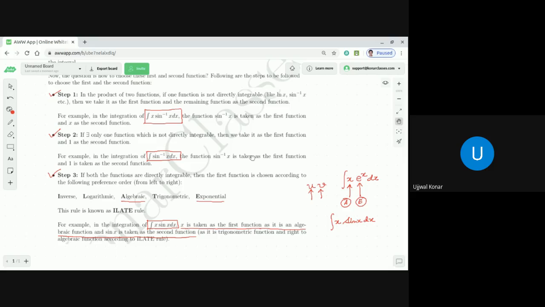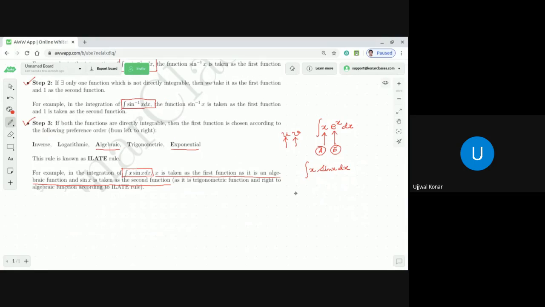Now, let me ask you a question, dear students. If we get an integration something like x into log x dx, what shall you do? Which function to be taken as first? Which function to be taken as second? Log x should be first. Correct. Because the logarithmic function is left of the algebraic function. So we can write log x and then x dx. You take log x as the first function and x as the second function. Correct or not, dear students? All are clear? Okay. So this is all about integration by parts.